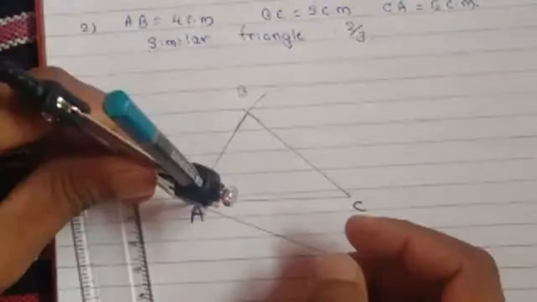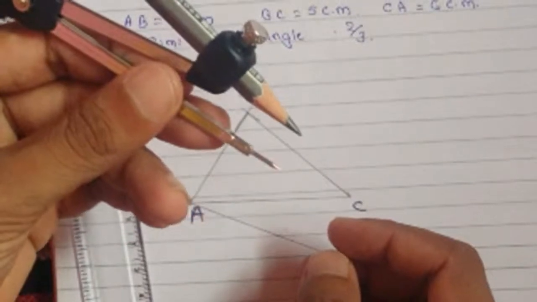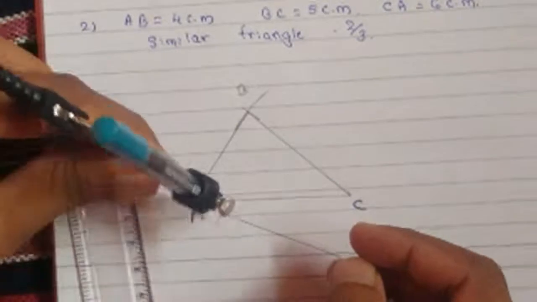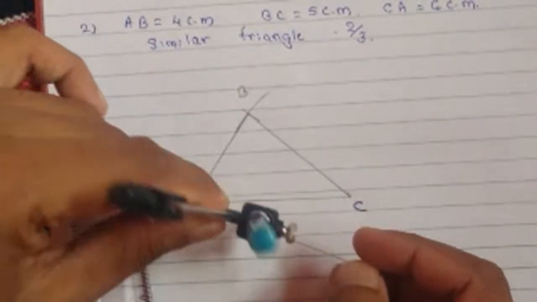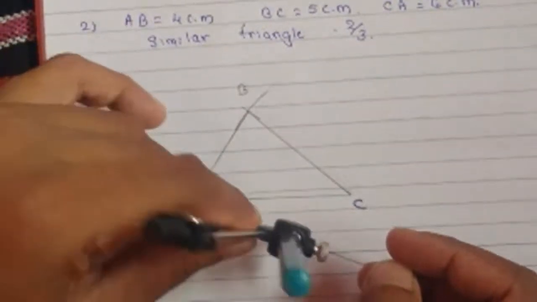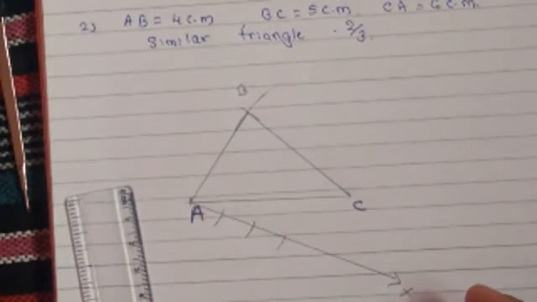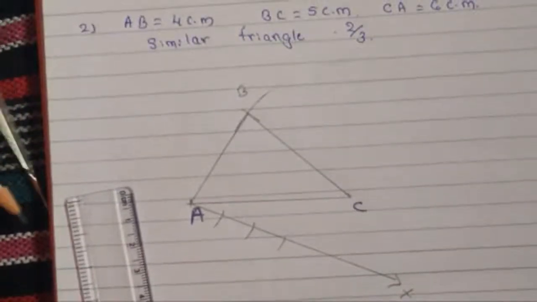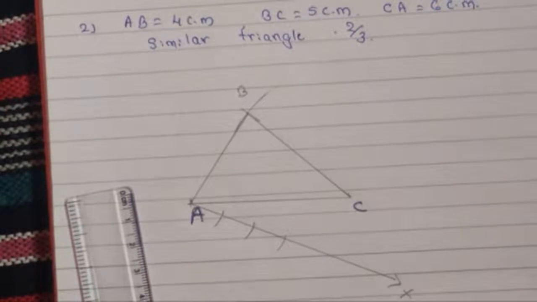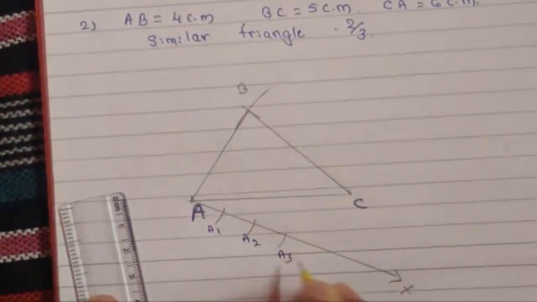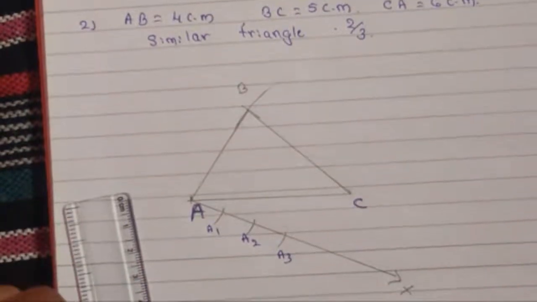Now I already took one particular length. Then from point A I mark the first point, then from this point the second, then from this point the third. I mark the 3 points because we need only that. So I will name these points A1, A2, A3 in your notebook. While constructing, use only pencil. Okay, don't use pen.